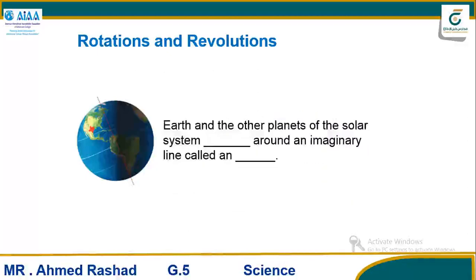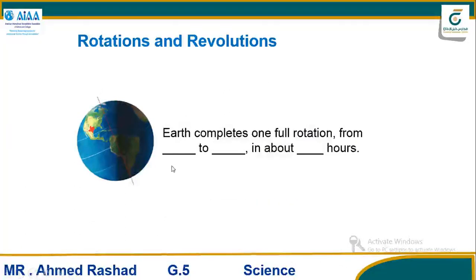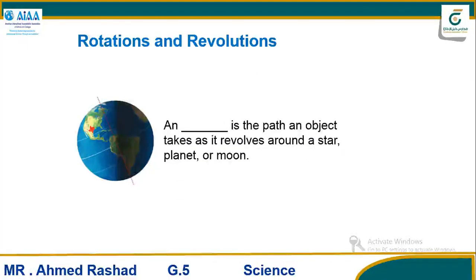Earth and the other planets of the solar system revolve around it. What are the imaginary lines called? The imaginary lines that a planet rotates around are called the axis. Earth completes one rotation from west to east in about 24 hours.